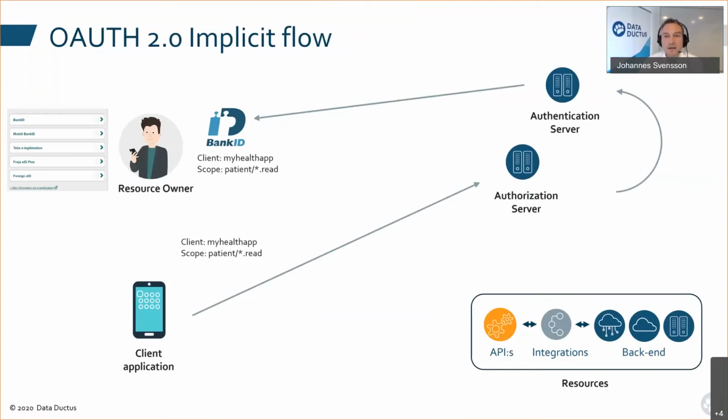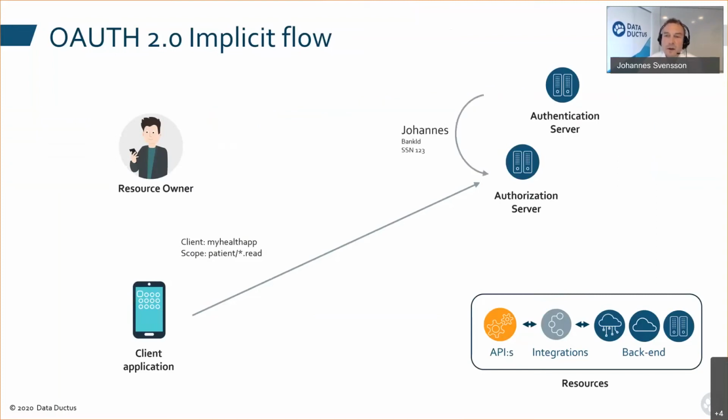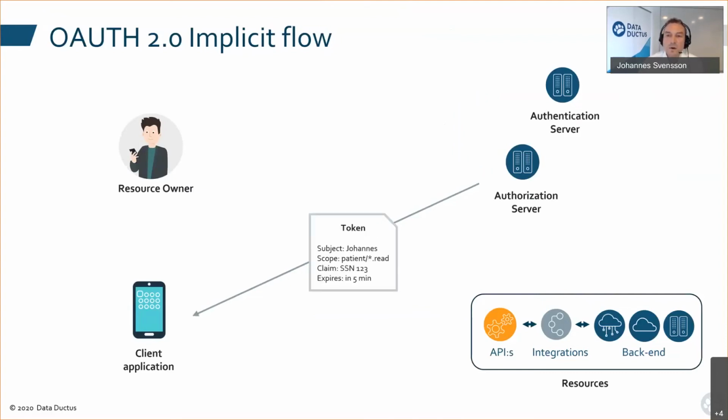And that's the delegation of access. So the authentication server turns around back to the authorization server and sends information that Johannes logged in. He logged in with Bank ID, so we know it's a strong identification, and his social security number is 123. And that's when the authorization server can actually create this token, sign it, and then pass it back to the client application. So there are a few more things actually going on in the background here, but I'm making it a little bit easier for this presentation.